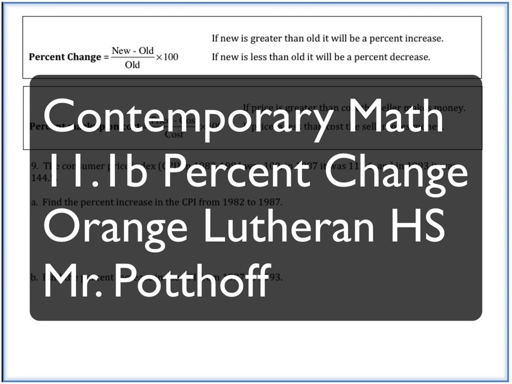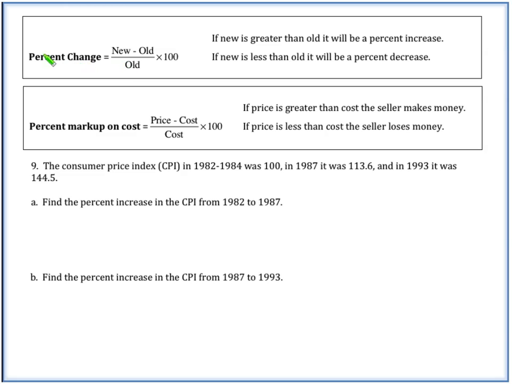Alright, the next topic we want to discuss is something called percent change. This is a way that we can compare an old value to a new value and say, well, how much did it change? The formula for this is new minus old over old, and then times 100 to give us a percent. This is something you need to have memorized. New minus old over old. It's got to become a mantra.